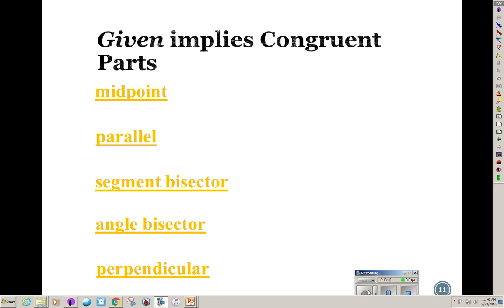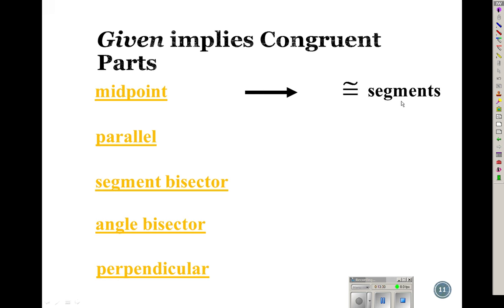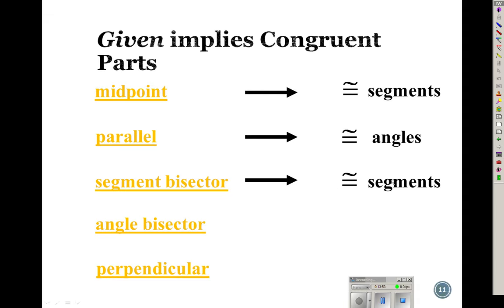Sometimes there's additional pieces of information that let you know that triangles are congruent, and you have to use those as well. Sometimes you're given a midpoint, and if you have a midpoint, you're going to be having the two half segments congruent, so you'll use that. Sometimes you'll be given that sides are parallel, and if sides are parallel, you can count on having congruent angle pairs. Most of the time it'll be alternate interior angles. Sometimes you have a segment bisector, and if a segment's cut in half, you know that the half segments are congruent.